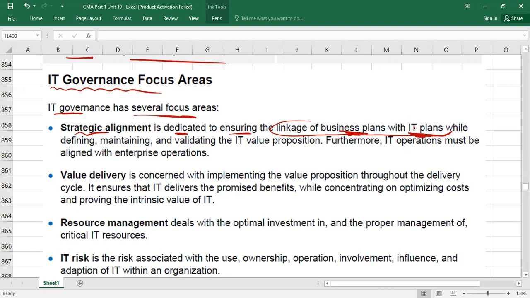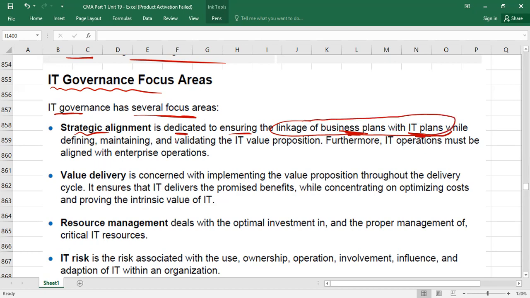It should not be like that. For example, your business plan is to grow your business, right? But IT is not supporting. Obviously, IT should also be supportive in the growth of the business. That is called strategic alignment. So here, remember this word: it is a linkage of business plans with IT plans.